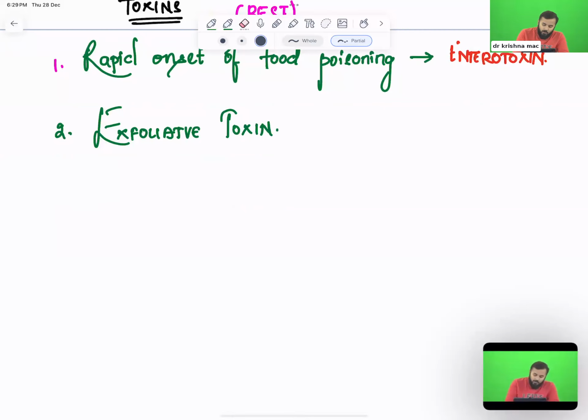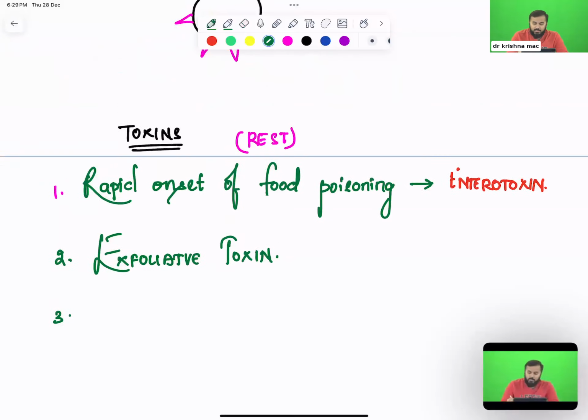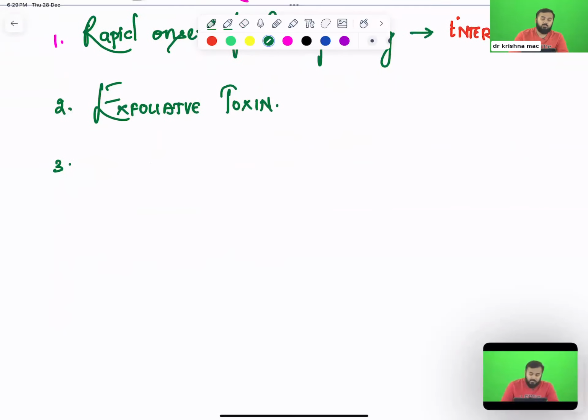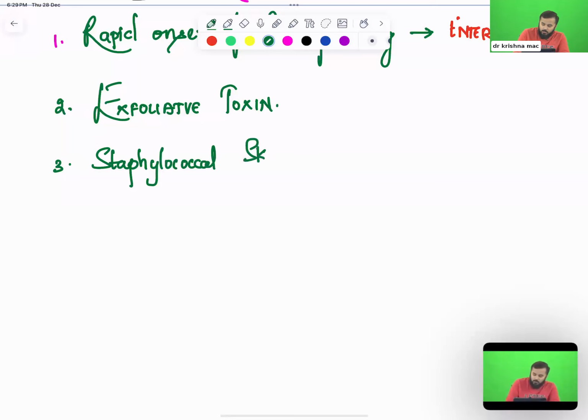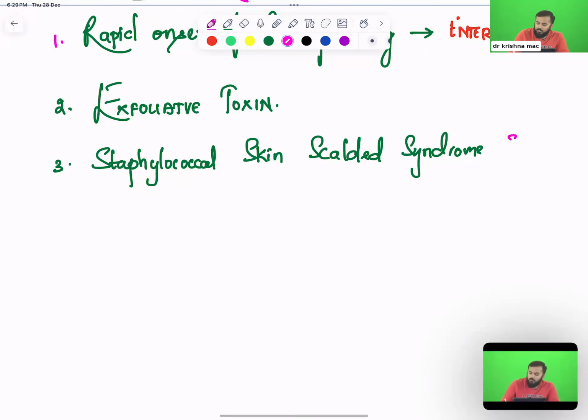Third important thing. What is the third important thing? S. S stands for staphylococcal skin scalded syndrome. What does this mean? Staphylococcal skin scalded syndrome. Normally in the books it is also given as SSSS. Okay, staphylococcal skin scalded syndrome.